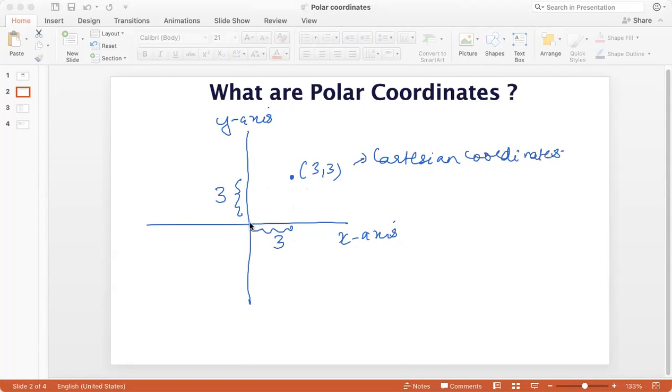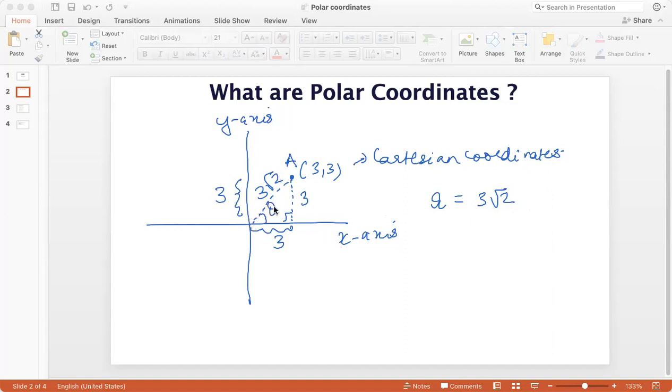Now, what is the distance of this point from the origin? Obviously, if I complete this triangle, this is a right triangle where the height is 3 and the base is 3. So by Pythagoras theorem, this distance, which is denoted by r, is 3 root 2, right? The distance of this point, let's call this point A, from the origin is 3 root 2.